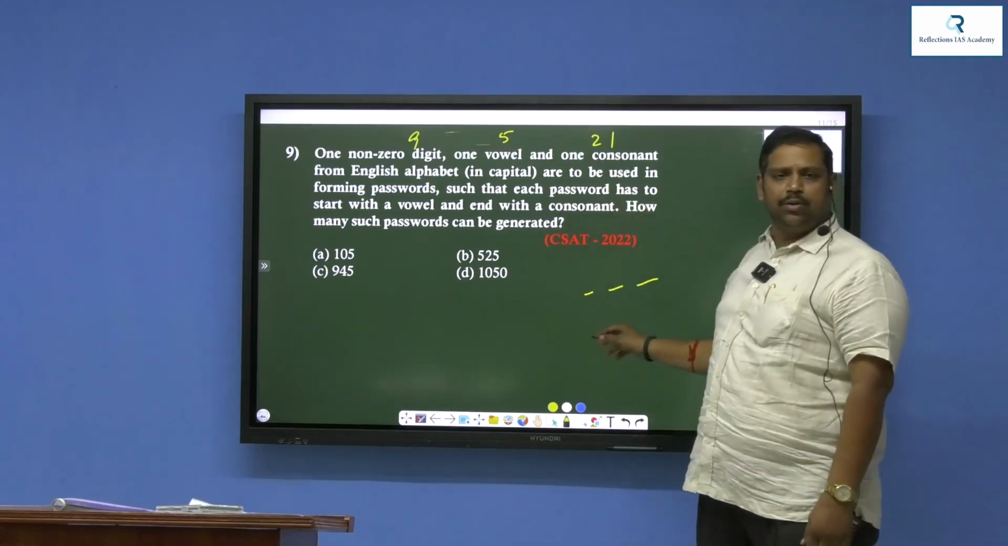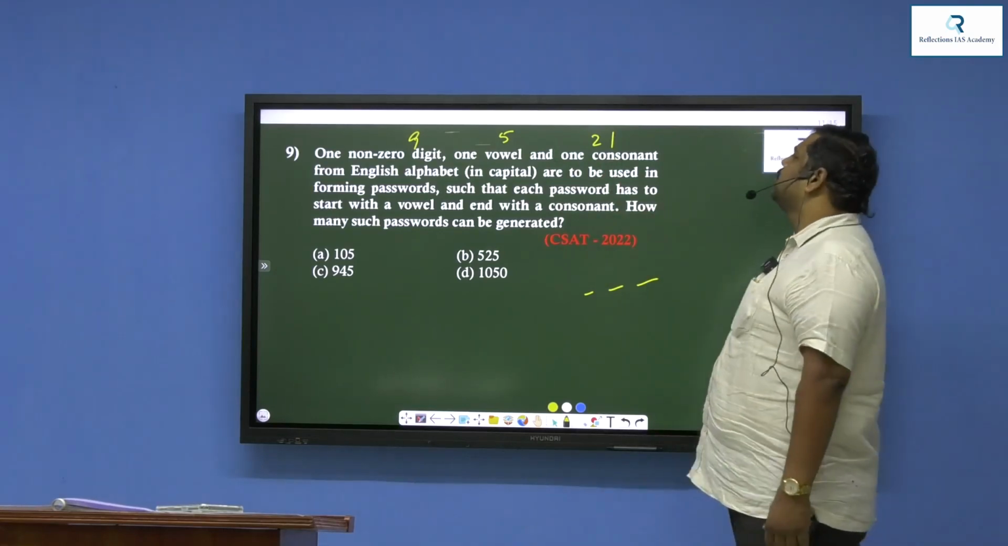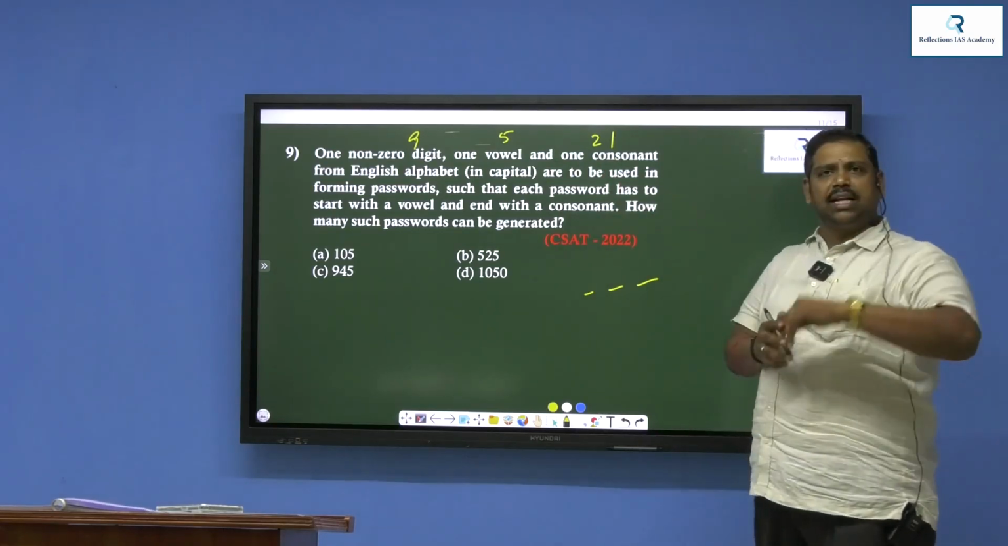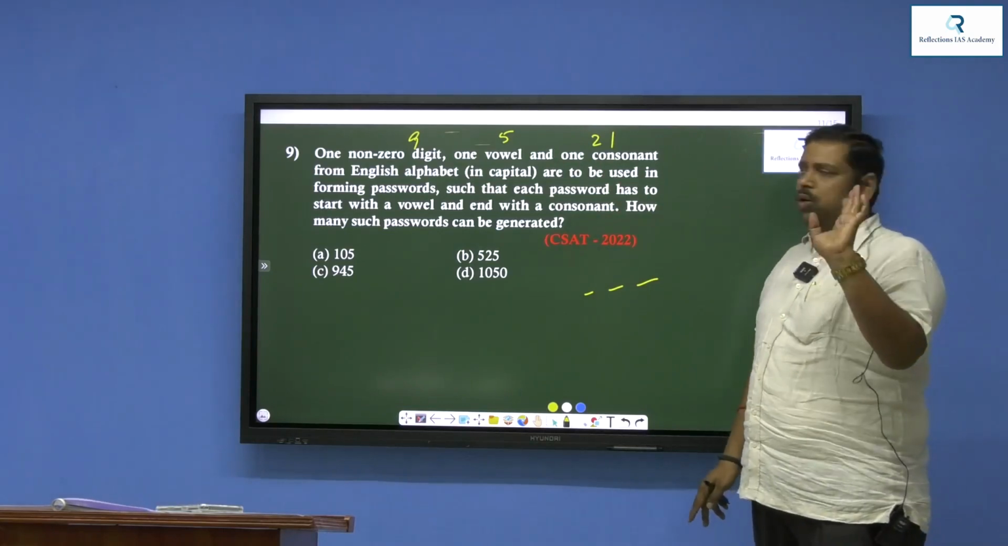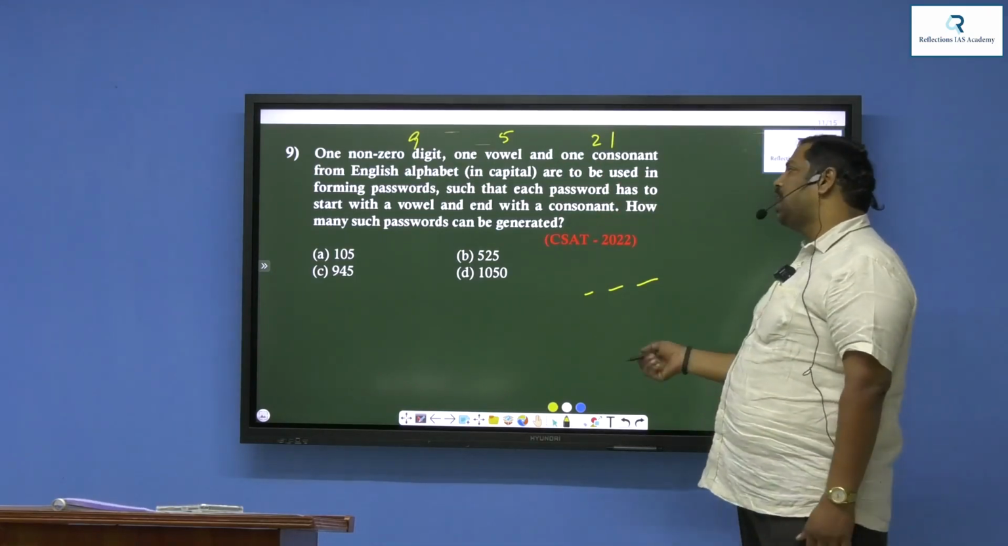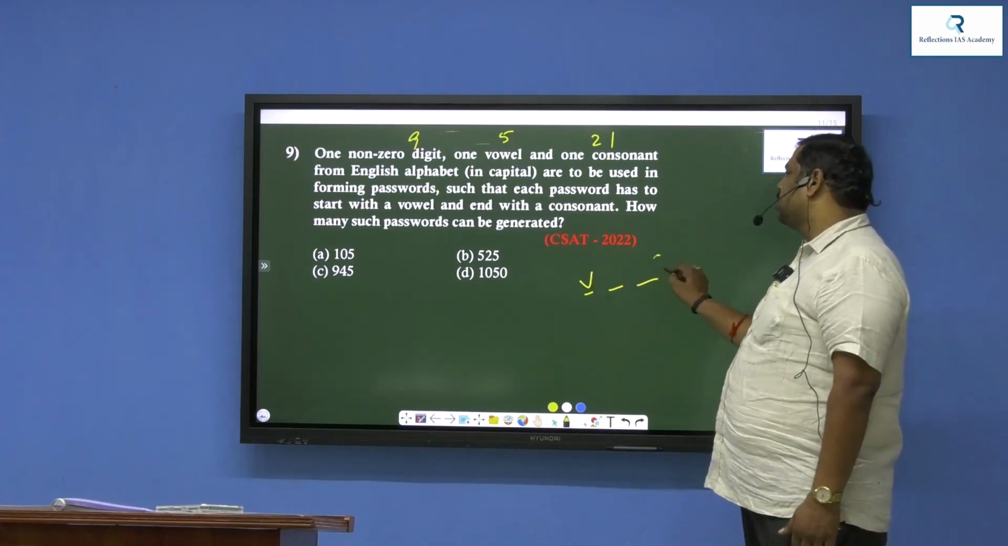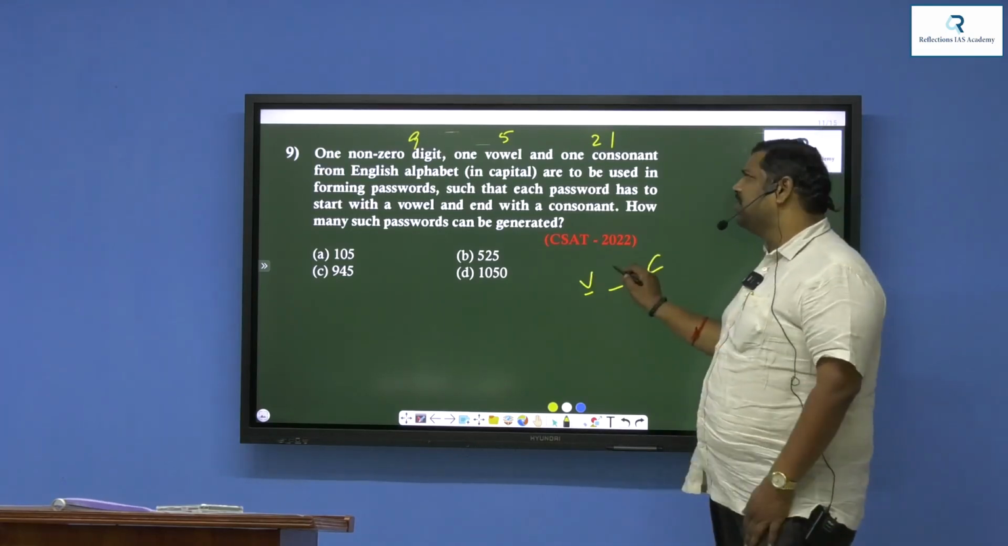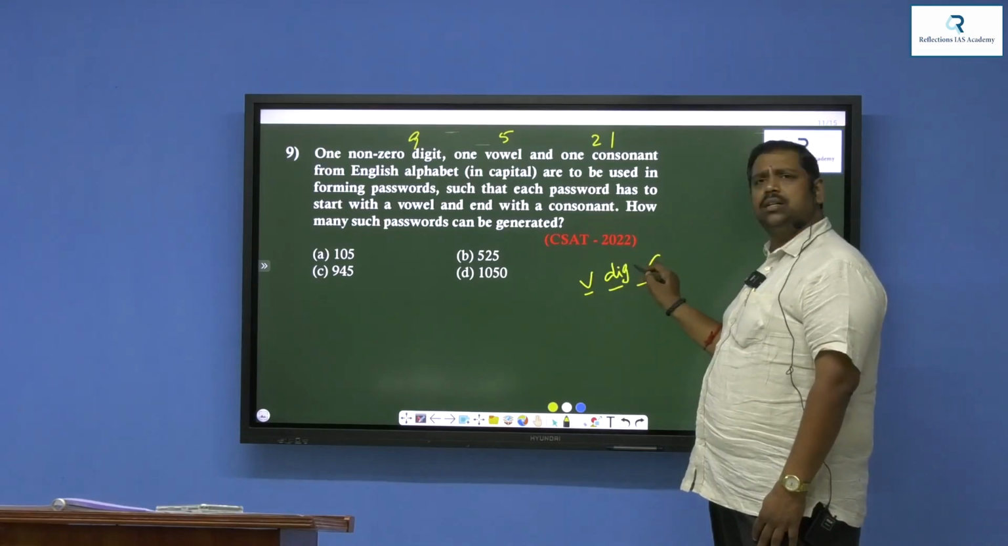These 3 are used. See, one non-zero digit, one vowel, one consonant. So that is 1, 1, 1. Total is 3. So in forming a password such that each password has to start with a vowel and end with a consonant, the middle one will automatically be a digit.